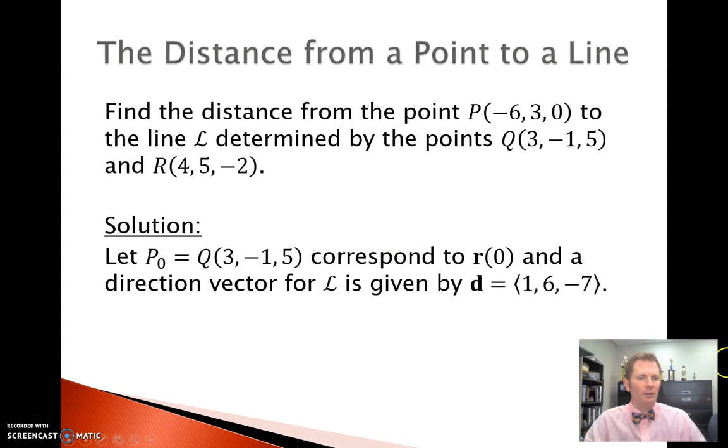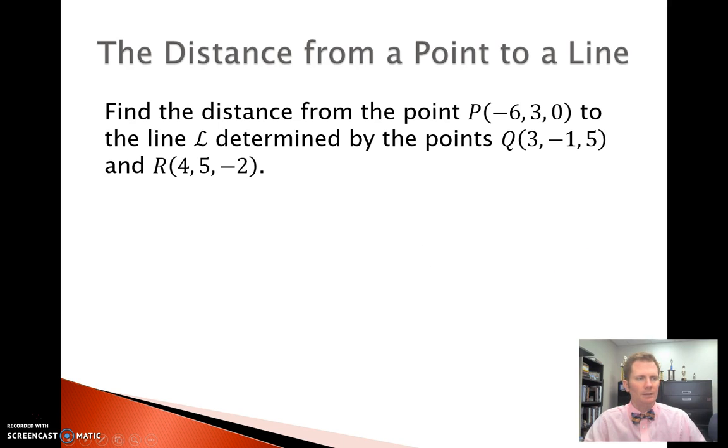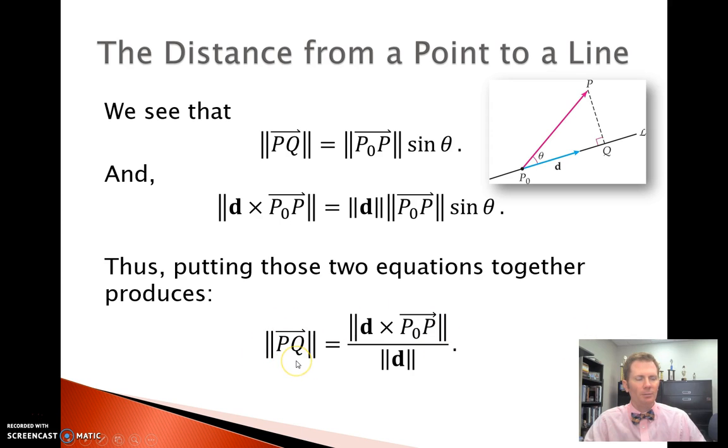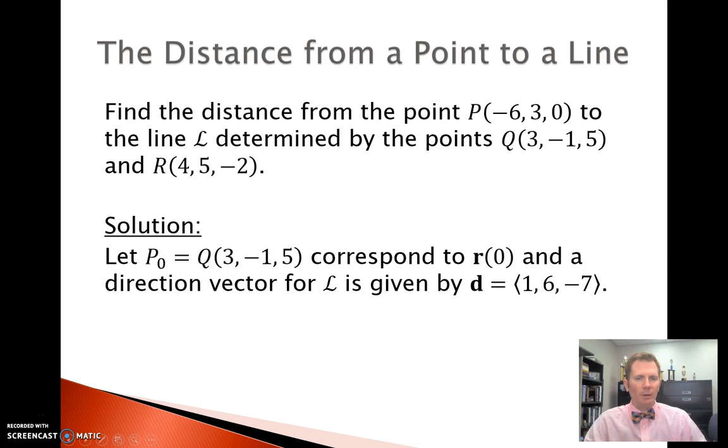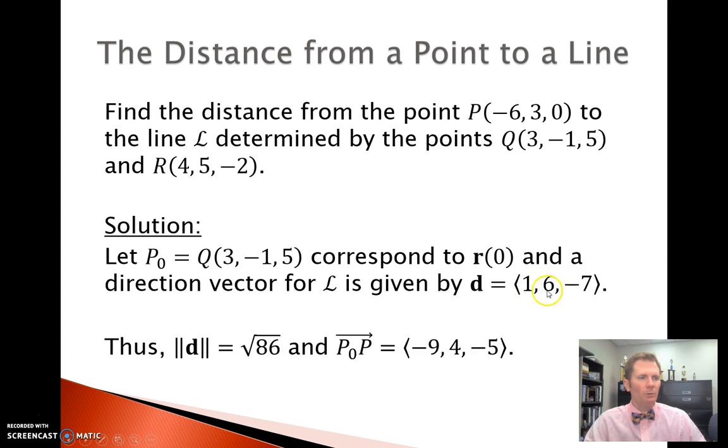If I'm going to find the distance, I'm looking for the magnitude of PQ, where P is the point off the line. I can now find this magnitude, the magnitude of the direction vector, and if I define P0P, I can then cross D with P0P and find its magnitude and get the desired distance. So we have the direction vector, we might as well go ahead and find its magnitude. Square 1, square 6, square 7, add them all up, take the square root, and get the square root of 86.